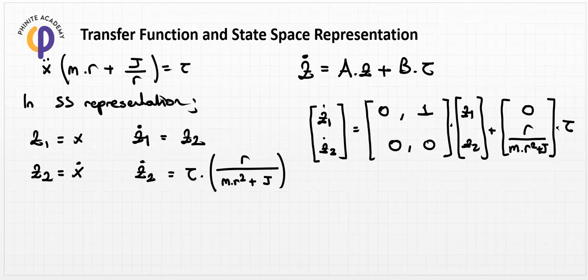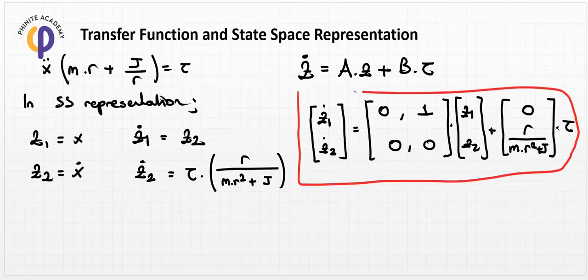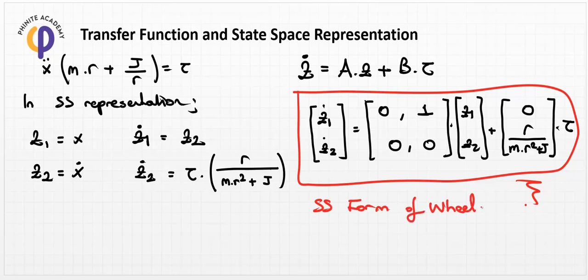This is our main representation of the dynamics in the state space representation. The state space form of the wheel model can be given by this notation, or these matrices.